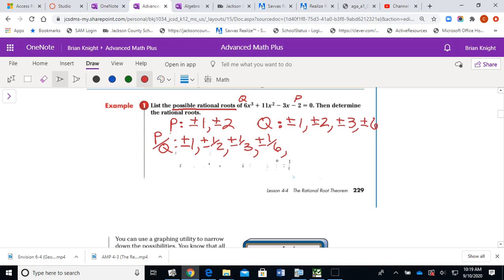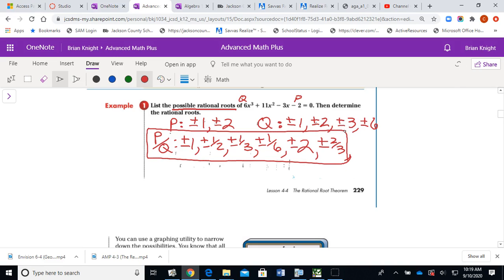All right? Then you do the next one. 2 divided by 1 is 2. 2 divided by 2 is, we already wrote it. You don't have to write it twice. 2 divided by 3 is 2/3. And 2 divided by 6 is 1/3, which we've already written. So these are all the possible rational roots.